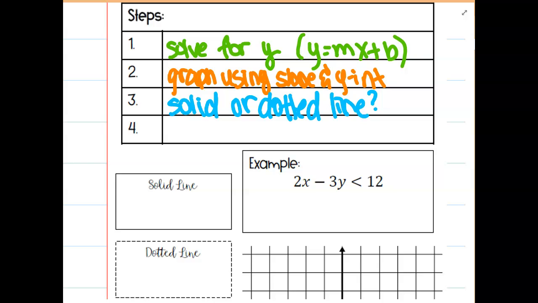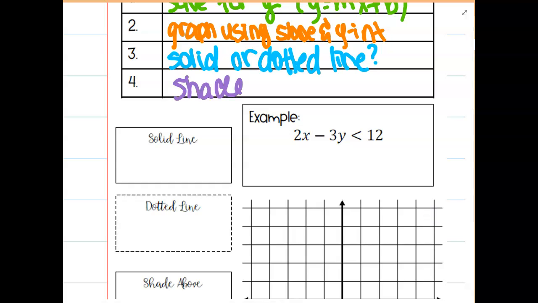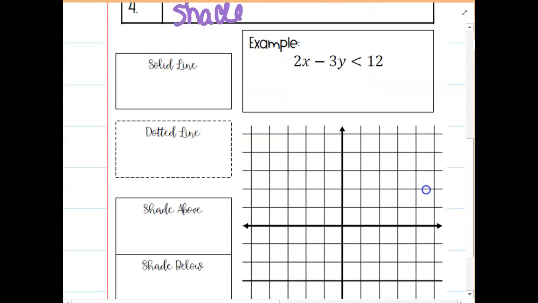And what's going to happen here is either the points above the line are going to be also solutions, or the points below the line are going to be part of the solutions. So the last thing you're going to do is shade either above the line or below the line. For the most part, this is just like graphing linear equations using slope and y-intercept. There are two differences, okay? So let's talk first about how we're going to know if we're going to use a solid or a dotted line.